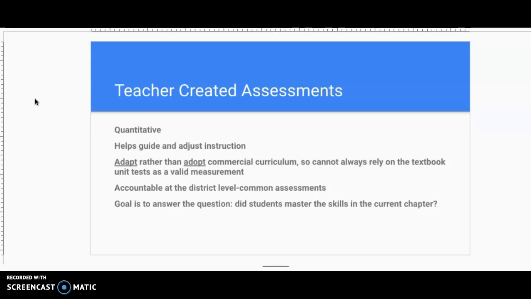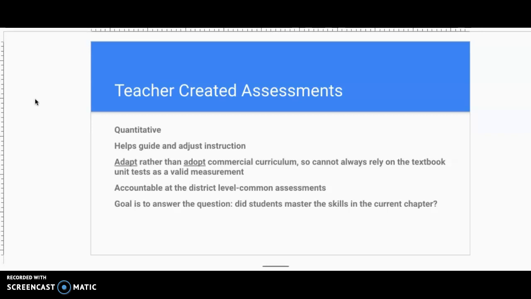So teacher-created assessments are used oftentimes, in the reading we read that districts will adapt rather than adopt commercial curriculum. So we can't always rely on the textbook unit tests that are given as a valid measurement. If we're only adapting and using some pieces rather than adopting the entire thing, well, then we can't expect that the test is going to be a valid test, so we use a teacher-created assessment instead.